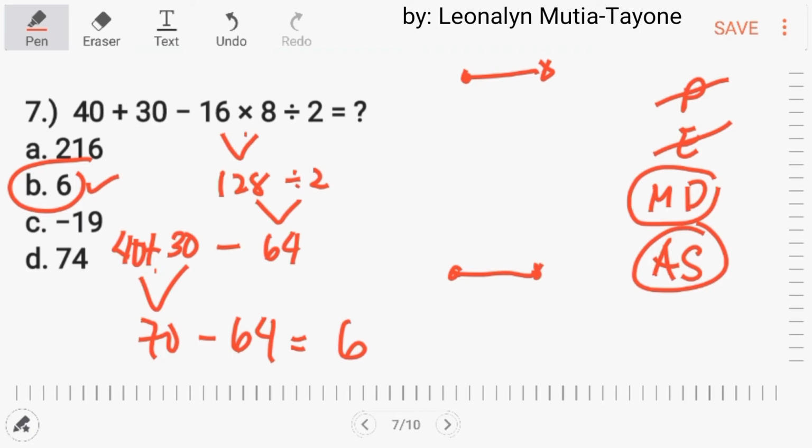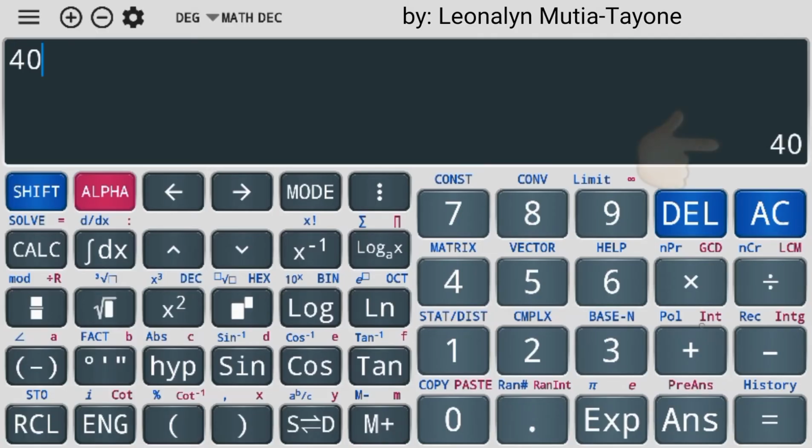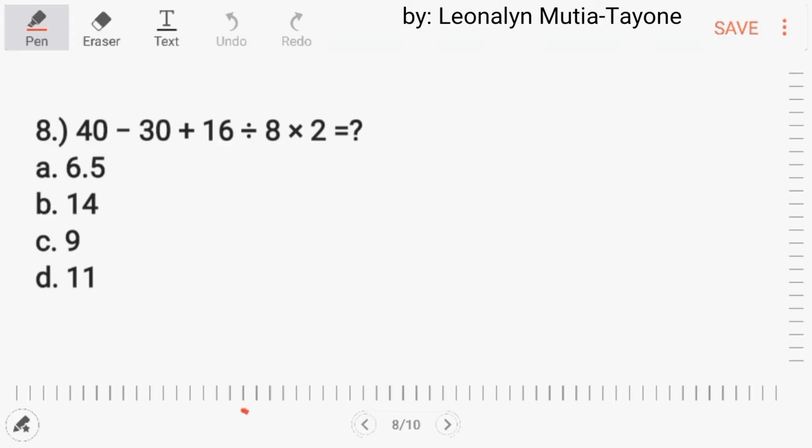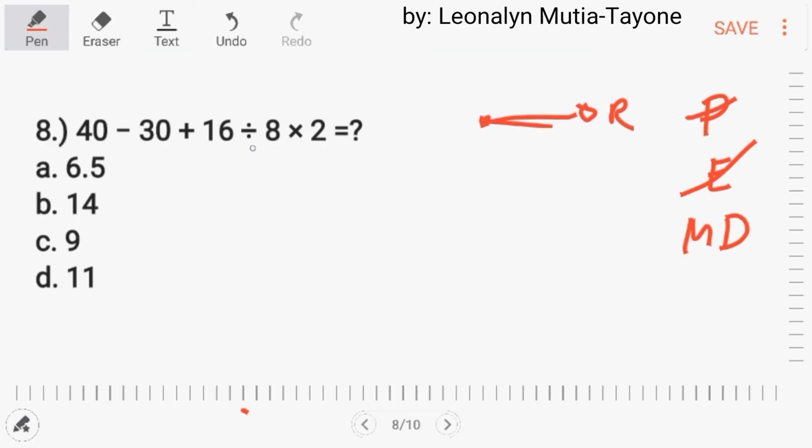Double check ulit natin sa calculator. And the answer is 6. Number 8. 40 minus 30 plus 16 divided by 8 times 2. Walang parenthesis, wala ding exponent, so doon tayo sa multiplication or division, whichever comes first from left to right. Nauna ang division, so unahin natin si division. 16 divided by 8, and that is 2. 2 times 2 equals 4.